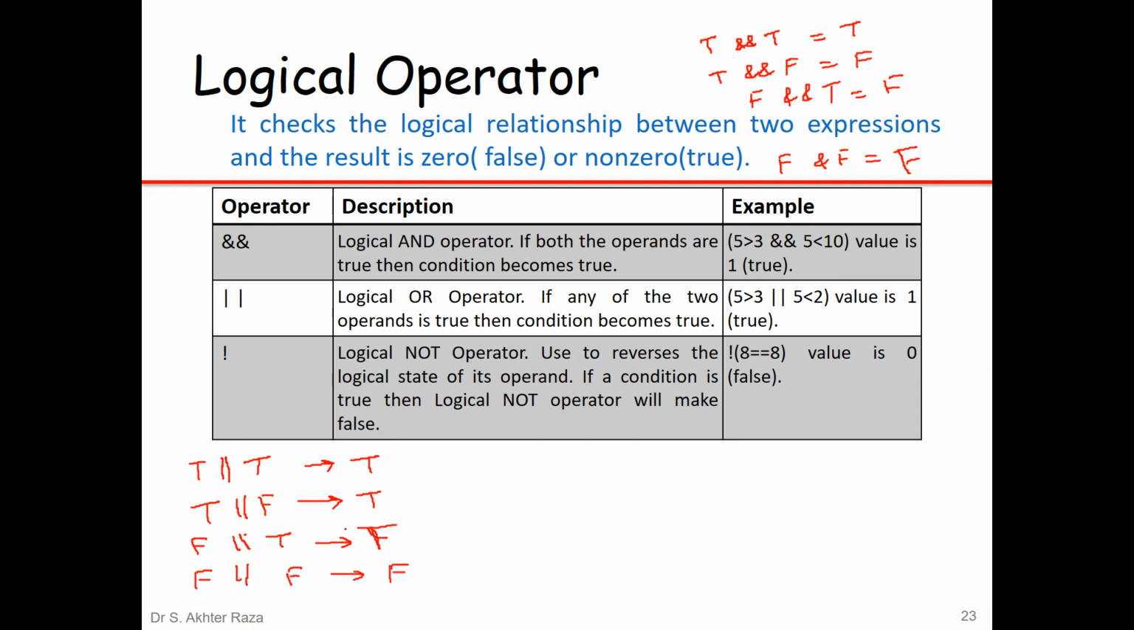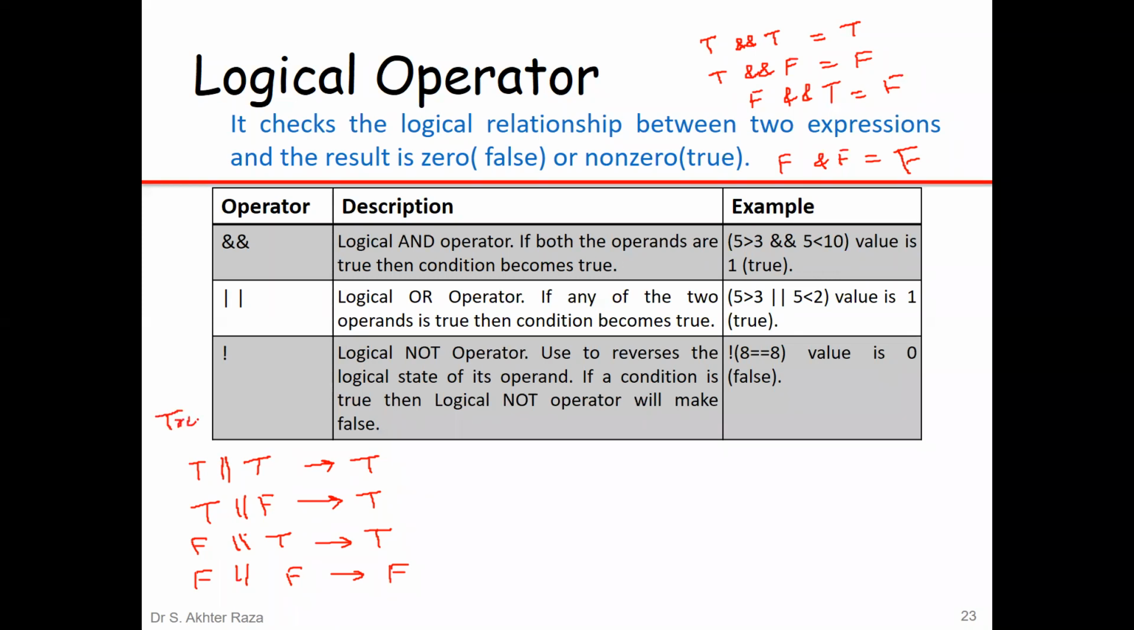So this is true, not false. True or true is true. If any of the conditions is true, then the overall result becomes true. If any of the conditions is false, then the overall result is false. So that is the difference: in three situations it will be true, and in one situation it will be false. So this is called a truth table.